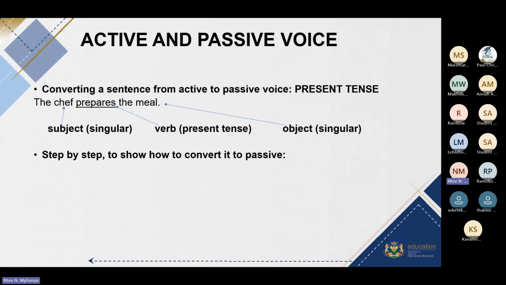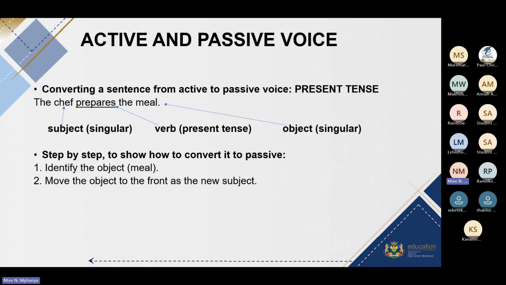Now, here is step by step how to change or convert a sentence from active to passive voice. Firstly, you identify the object, as I've already indicated here. The object is the meal. Move the object to the front as the new subject. It doesn't become a new subject. It remains the object. But now it takes the place of the subject.